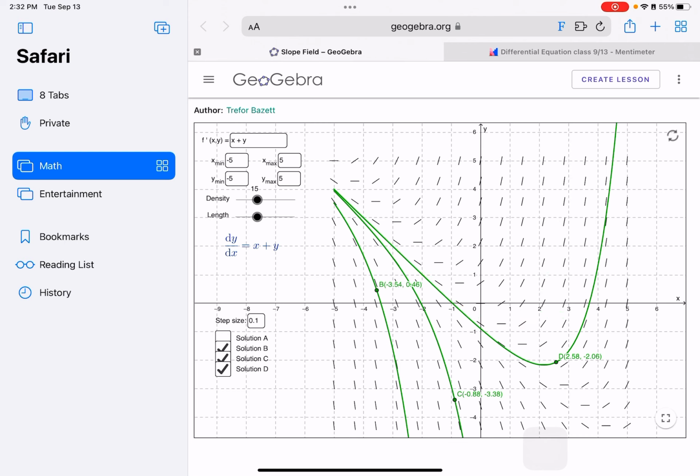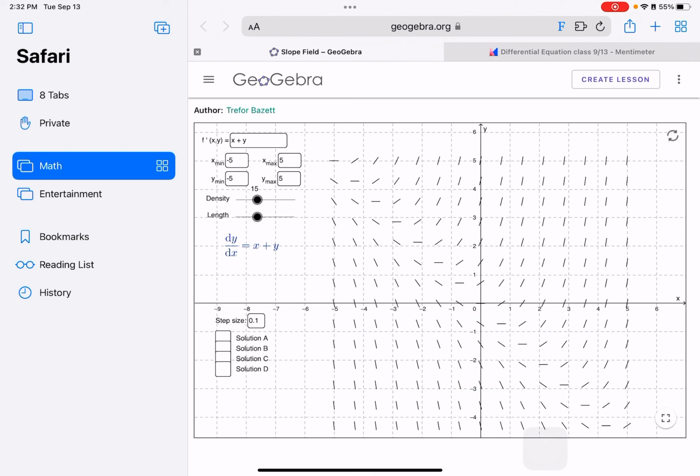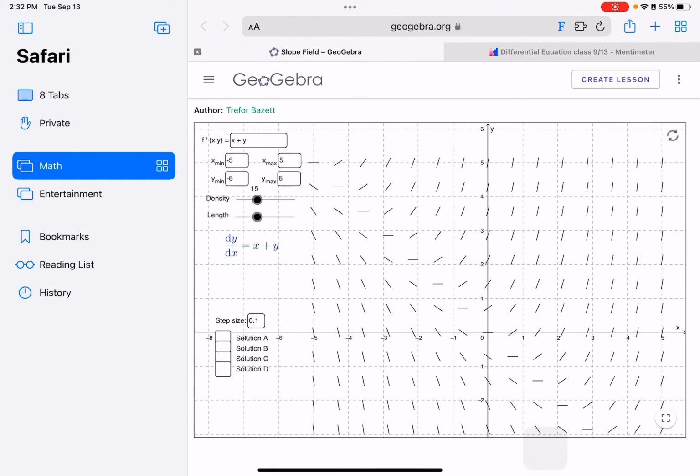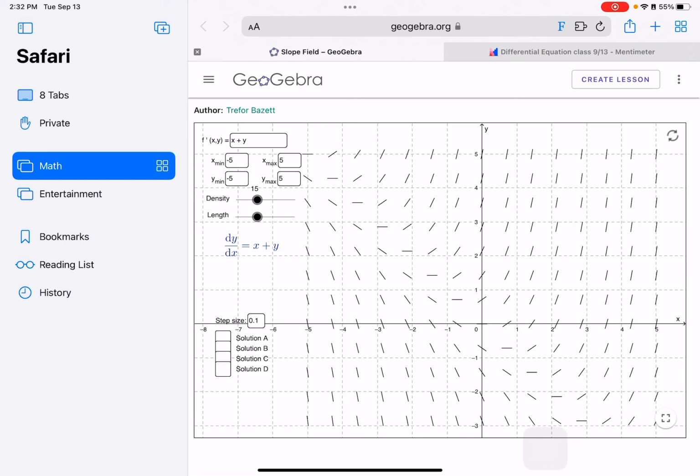Let me just erase this solution first, okay? So this is x plus y, which I'm already making in GeoGebra. So this is what we have. And the person who made this also introduces you to the length of the slope and the density.